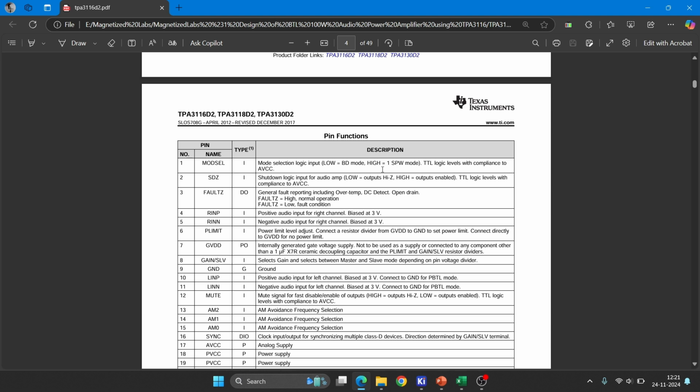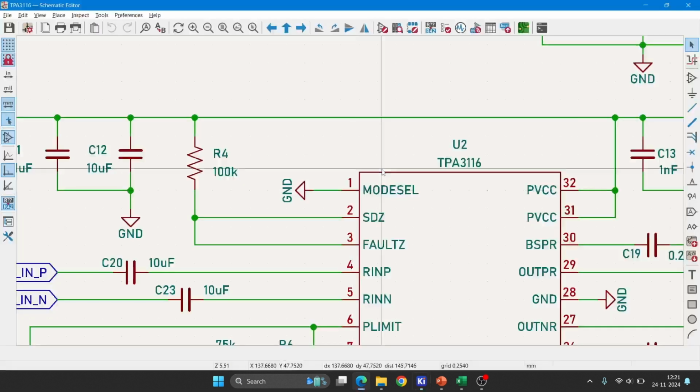And in the single-sided pulse width modulated method, they will keep one side of the load static and the other side they will switch with the modulated PWM signal. According to the references I have read, BD modulation is more efficient and it is EMI tolerant. So we can go for the BD mode method. So I gave this modulation select pin to ground.